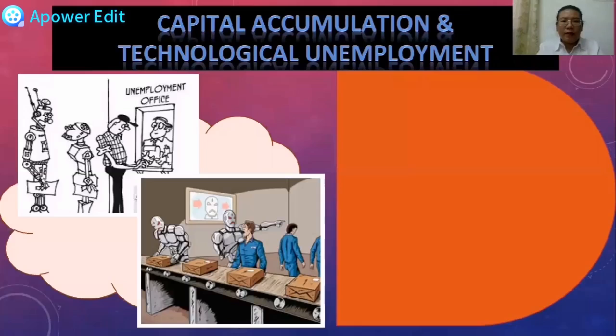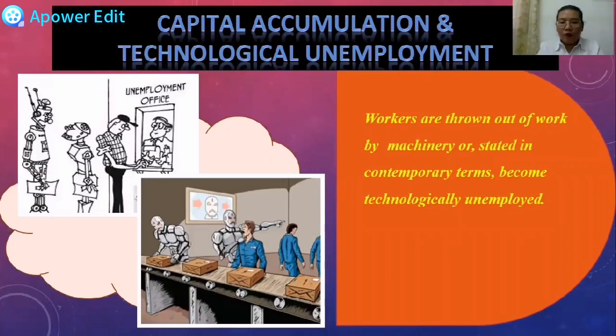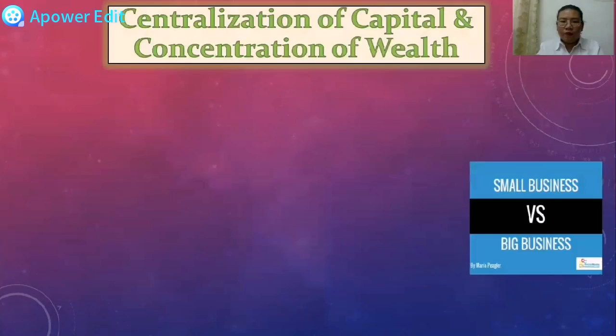Next is capital accumulation and technological unemployment. These are the workers thrown out of work by the machine, which in contemporary terms becomes technological unemployment. The next is centralization of capital and the concentration of wealth.